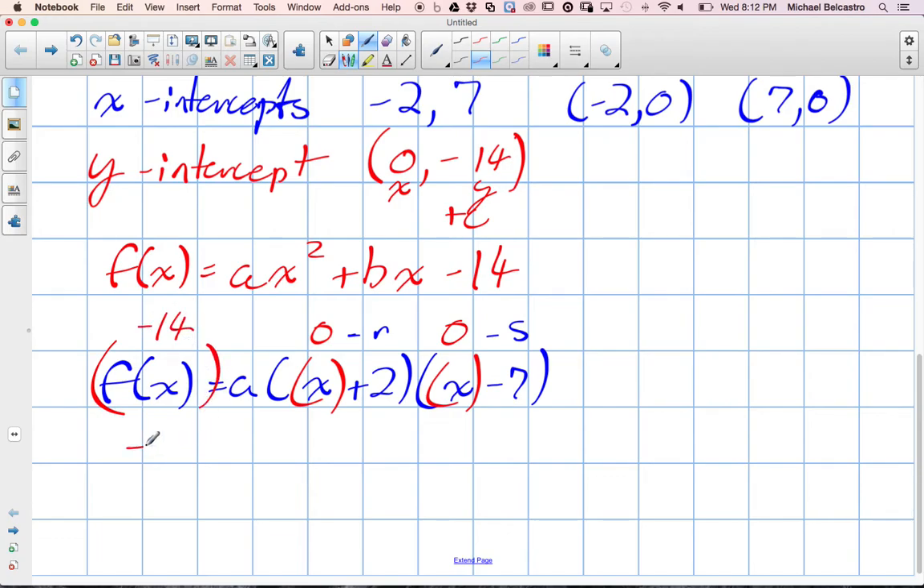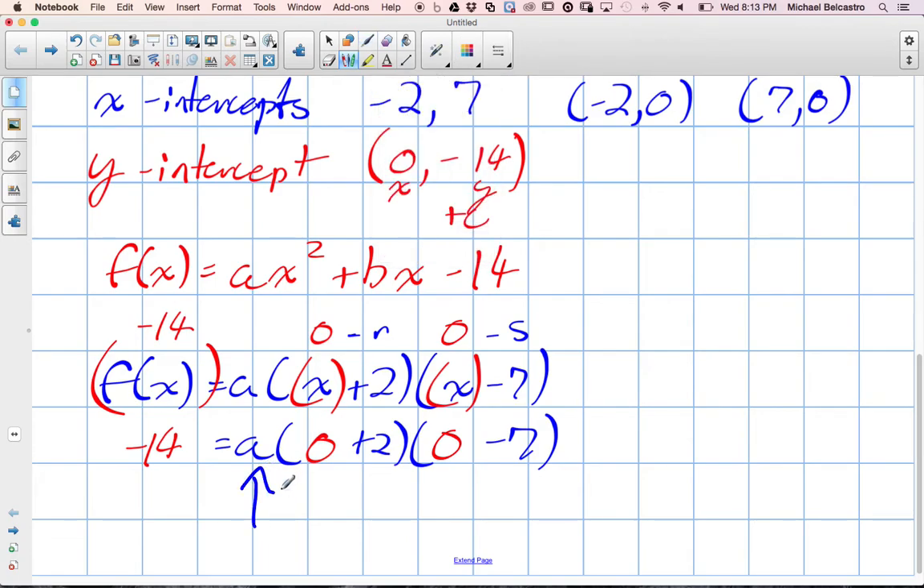So we get negative 14 is equal to a, x becomes 0, okay, so 0 plus 2, 0 minus 7, okay? This is great. Like I said before, only one variable now, so this is very solvable. We just have to isolate for a. So let's go through our BEDMAS here. I'm going to do the rest in, I guess we'll do it in blue. So we have negative 14 is equal to a. 0 plus 2 is 2. And 0 minus 7 is negative 7.